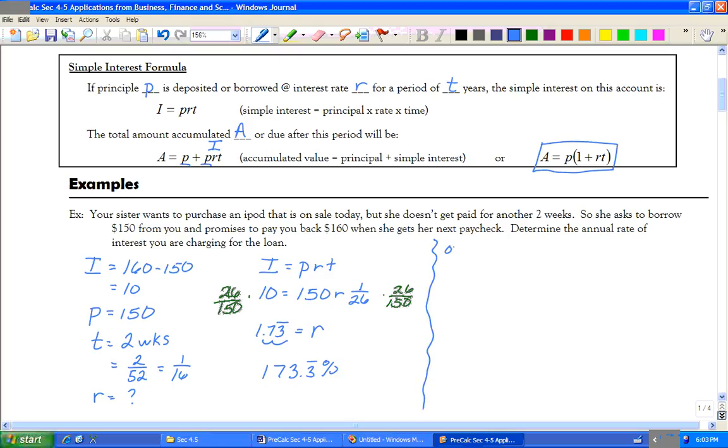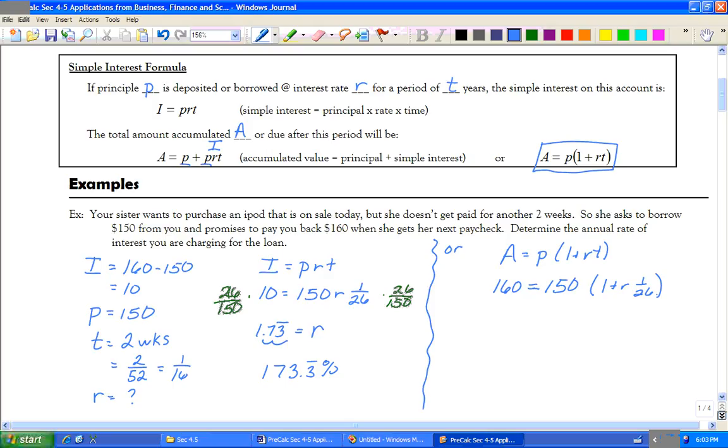We could also solve this equation with the formula for the total accumulated amount. So A is equal to P times 1 plus rt. So let's just solve it with this equation. You'll see how this works. And the total amount due for the loan is 160. The principal was 150, times 1 plus r times 1 over 26.